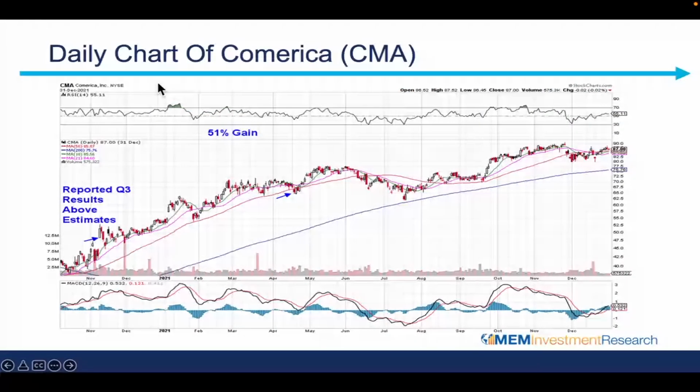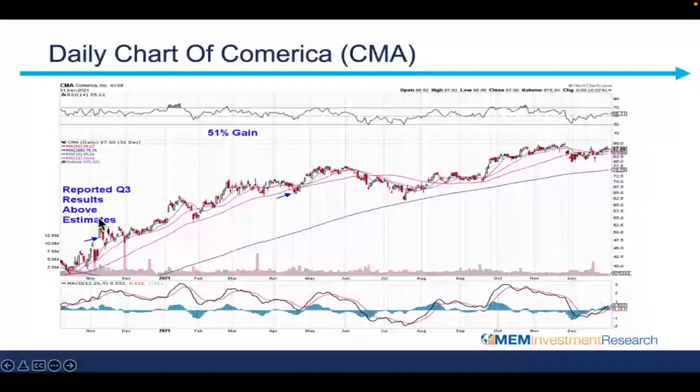Let's take a look at Comerica, CMA, another pick from my MEM Edge report. What I wanted to share with you is the fact that this is another stock that we added prior to the beginning of 2021. Very similar phenomenon, where the company did report earnings estimates.